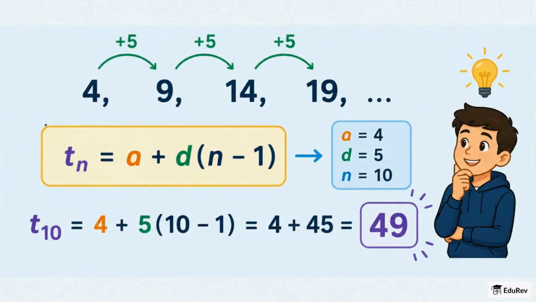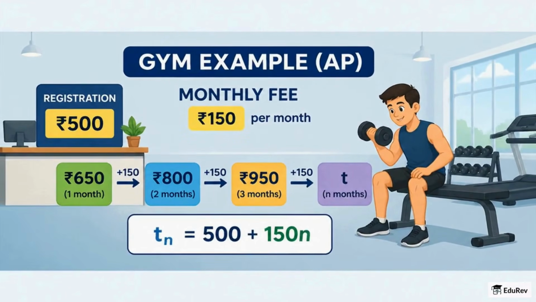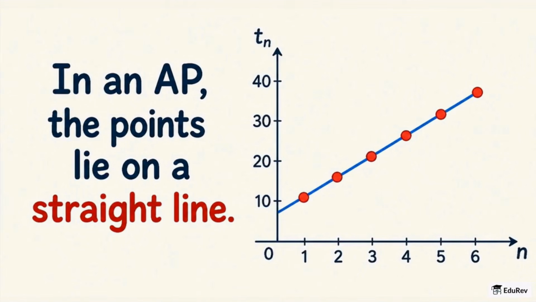To find the 10th term of 4, 9, 14, 19, we use the t sub n formula and get 49. A real-life AP example is a gym charging 500 rupees registration and 150 rupees each month, giving costs 650, 800, 950 and t after n months equals 500 plus 150 times n. When we plot an AP, the points lie on a straight line, so it is linear.